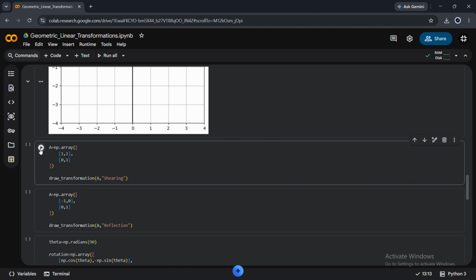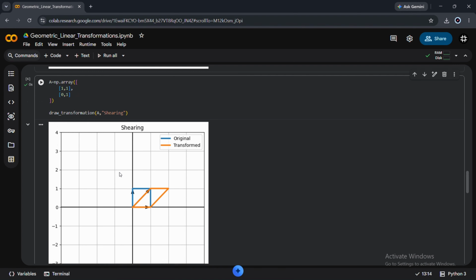Here's shearing. Shearing is different. It doesn't simply rotate or stretch the vector. Instead, it slides one side of the shape while keeping the opposite side fixed. So the square becomes a parallelogram. And this type of transformation appears frequently in computer graphics and physics.